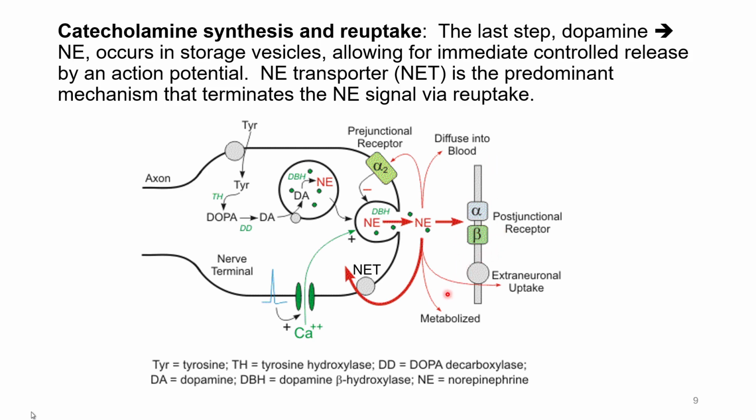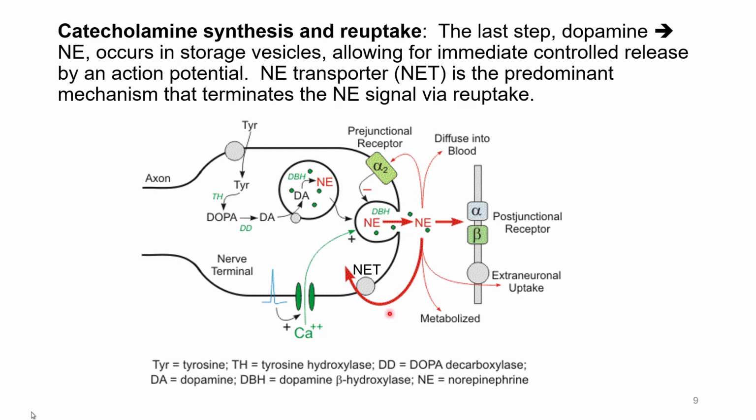And then this signal process can be terminated a couple of different ways. You can have the norepinephrine just diffuse away. It can be metabolized. It can bind to prejunctional receptors. Here we see the alpha-2 prejunctional receptors. And alpha-2 receptors, by the way, are drug targets that help to shut off the signal, since stimulating them will inhibit the release of norepinephrine.